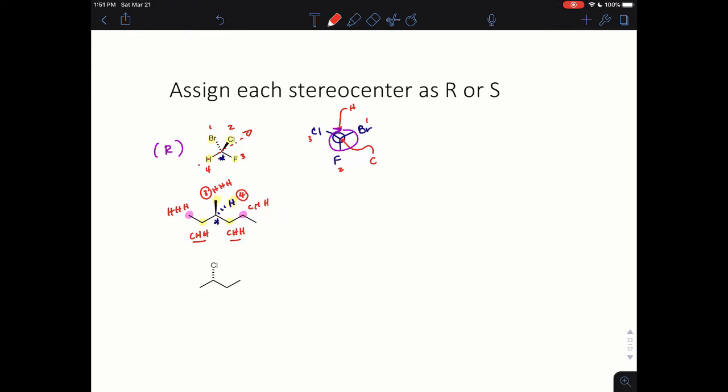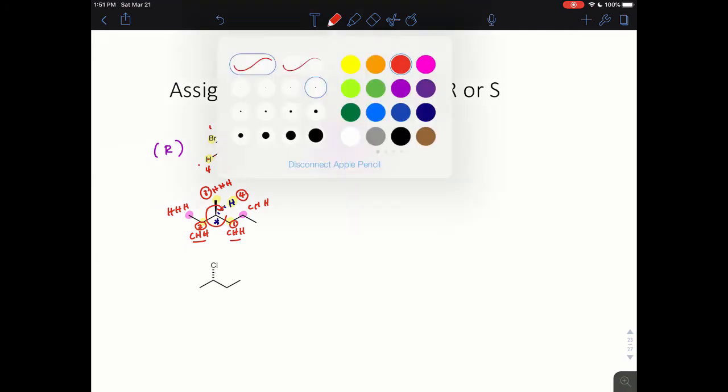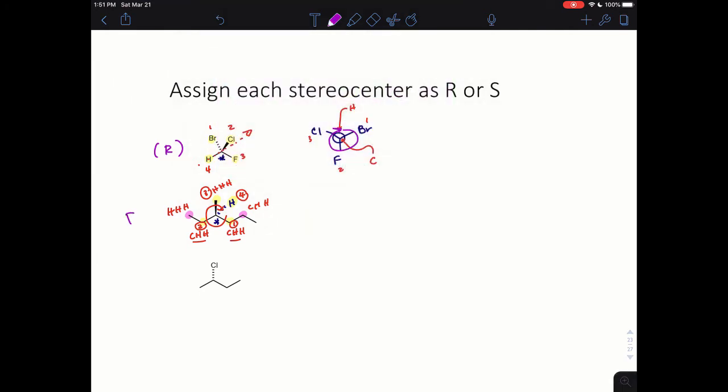This side wins. Now, you might be tempted to say, oh, you can just do this by size. The biggest group is going to win. No, that will not work for you every time. So make sure you go atom by atom until an atom wins. Now, luckily, we are already looking down the lowest priority bond. So number 4, hydrogen is in the back. And then you trace the path, 1, 2, 3. You can see that we are going clockwise. So this is also the R enantiomer of that molecule.